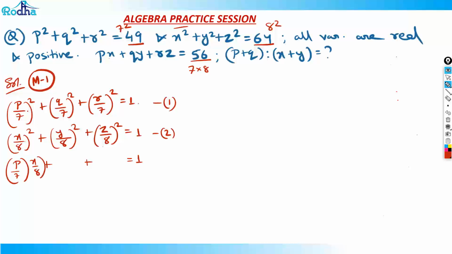p by 7 into x by 8 plus q by 7 into y by 8 plus r by 7 into z by 8 here. This is equation number 3, correct? So you can observe it, guys. Now you just try to understand, because I need to find the value of p plus q plus x plus y.